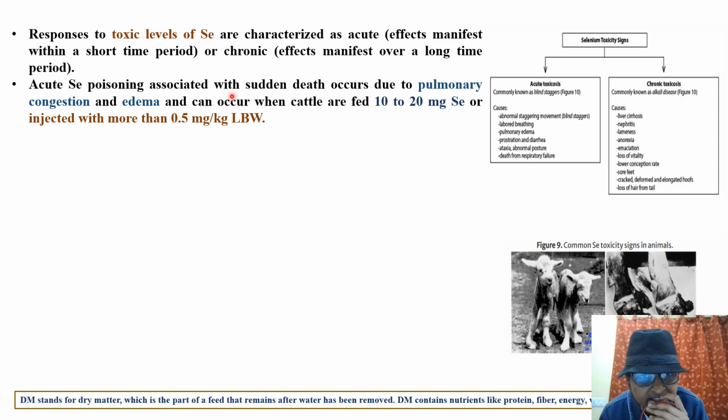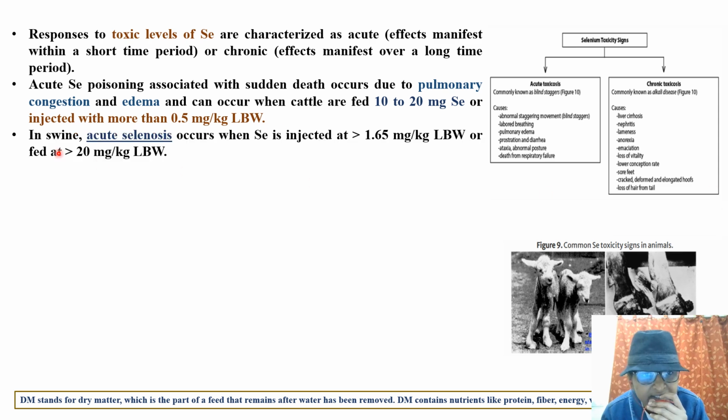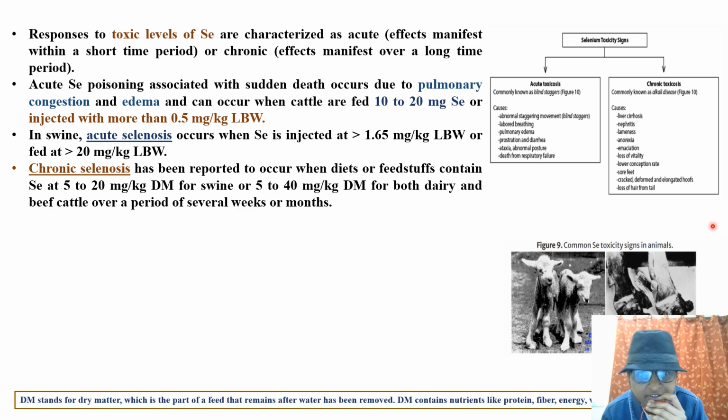Acute selenium poisoning associated with sudden death occurs due to pulmonary congestion and edema, and can occur when cattle are fed 10 to 20 mg selenium or injected with more than 0.5 mg per kg LBW. LBW is live body weight, the unit used in the case of cattle. In swine, acute selenosis occurs when selenium is injected at 1.65 mg per kg live body weight or fed at greater than 20 mg per kg live body weight.